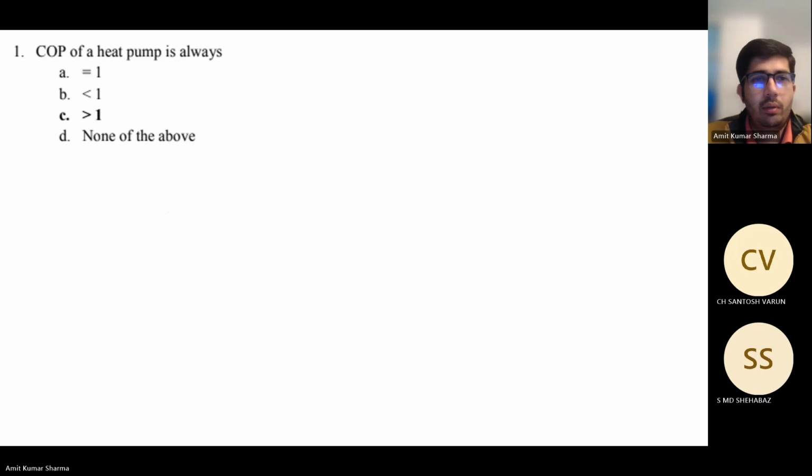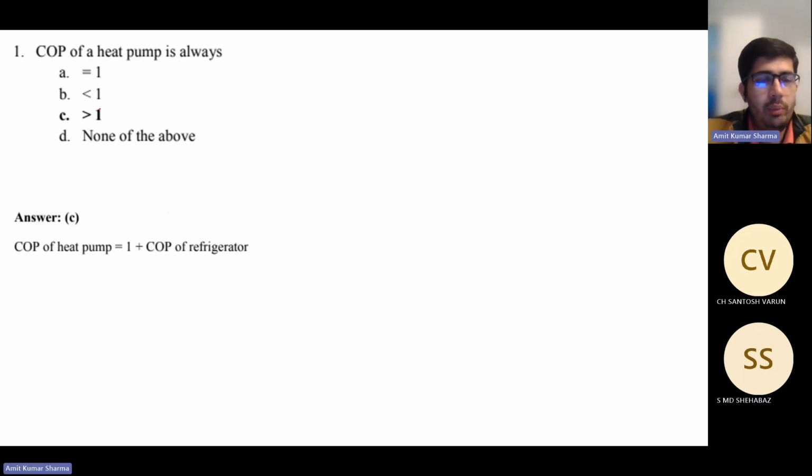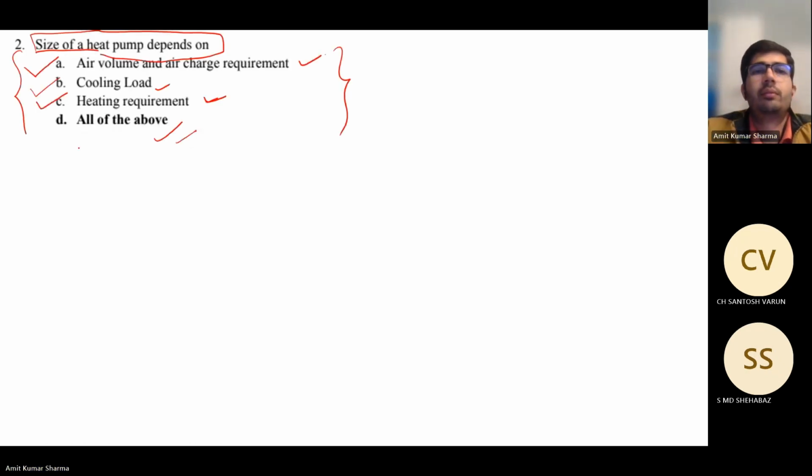Greater than 1, sir. Okay, yeah. So COP of heat pump is 1 plus COP of refrigerator. Size of pump, I think we have already covered it.